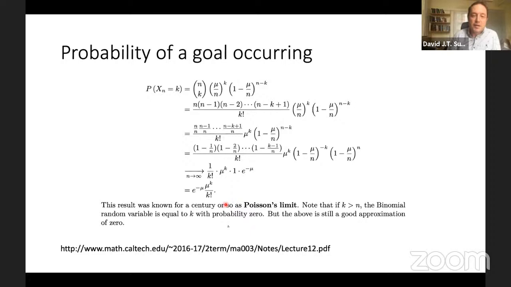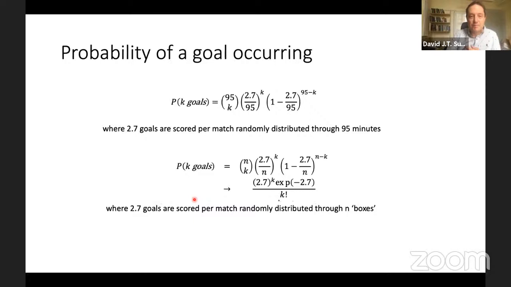and is also known as the law of small numbers, which I think is a lovely thing. And the small numbers is the small number of goals in football. There is a small number of goals in football, and that allows us to make this a derivation of the Poisson distribution. And what does this mean in practice?